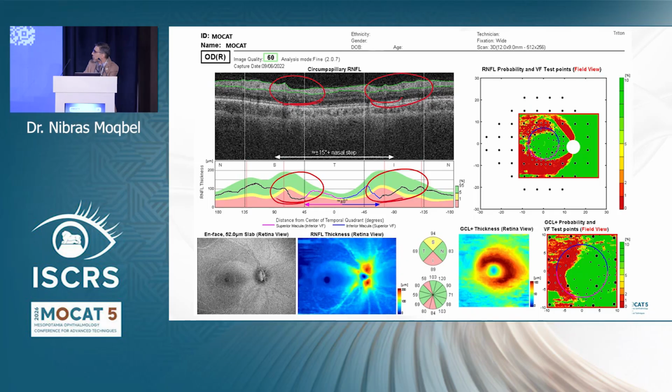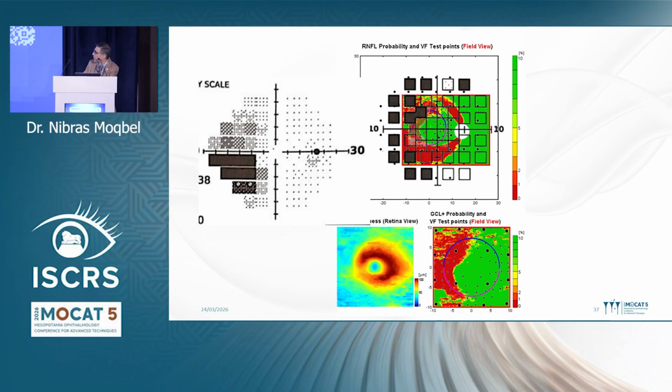Third, what we do, we look at the probability maps. You can see the ganglion cell layer probability map is consistent and in topographic agreement with the nerve fiber layer plot. If we compare to the visual field, we can see there is topographic agreement with the visual field. And this is the 10-2. You can see this one is in topographic agreement with this one. So this highlights the importance of having both the OCT and visual field to confirm the diagnosis.